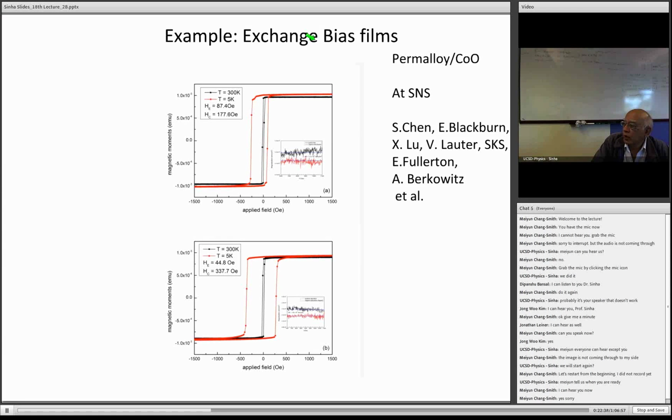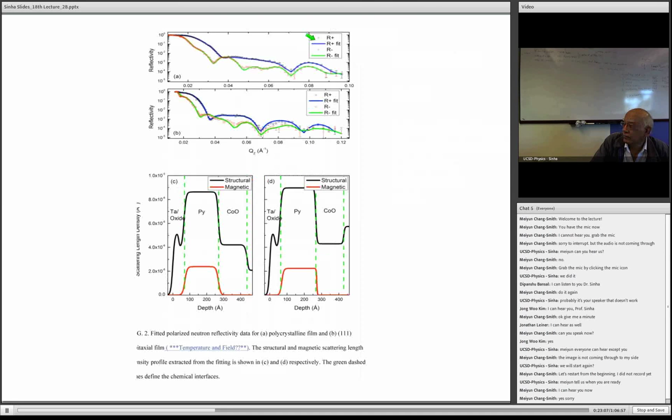Now, in these problems, to understand what's going on microscopically, it's important to know the magnetization density at the interface, the profile of the magnetization density. And it turns out that there's a ferromagnetic density profile even in the antiferromagnet that develops due to the so-called uncompensated spins in the antiferromagnet, which then couple to the ferromagnetic spins. And if I can have the next slide, please.